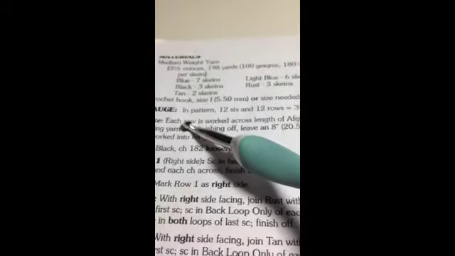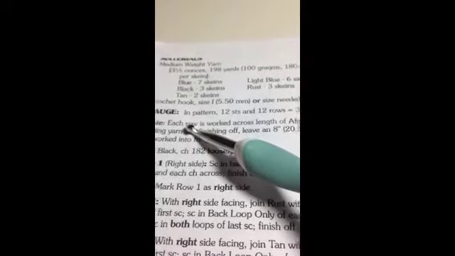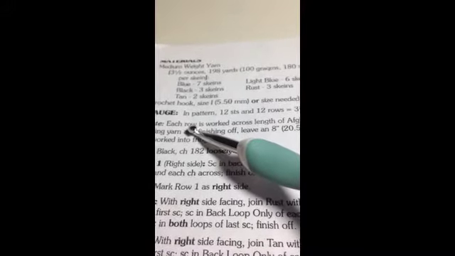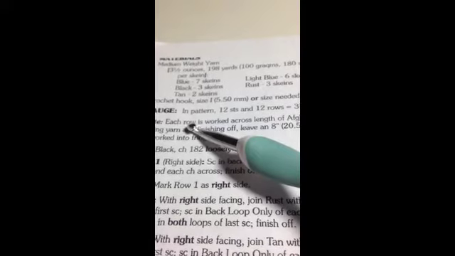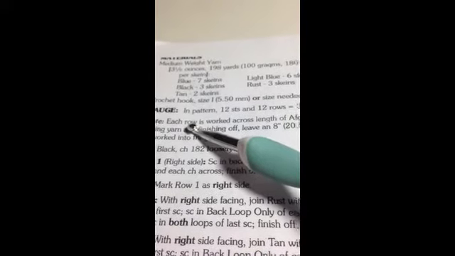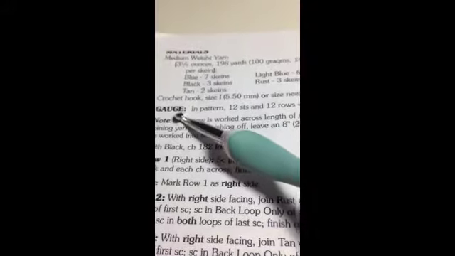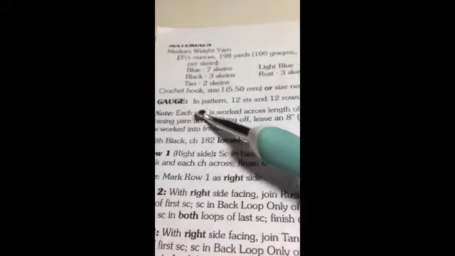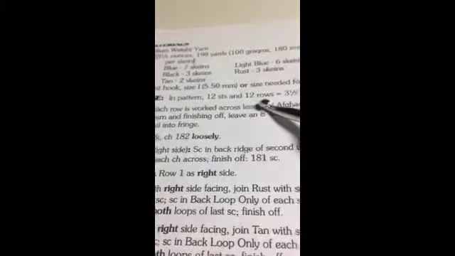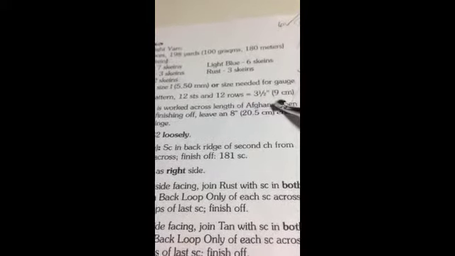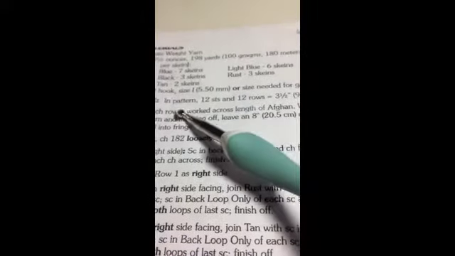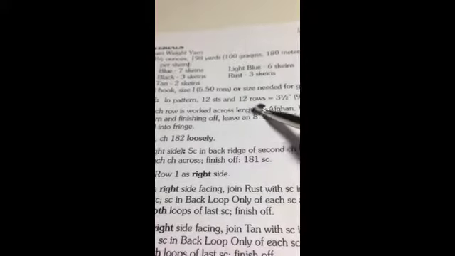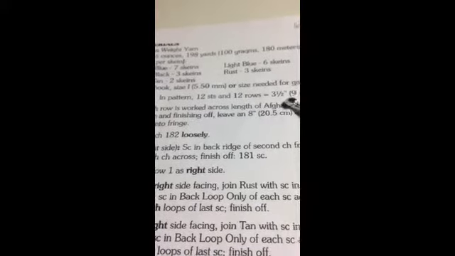And so gauge is really important. On some patterns it's not, but if you want your pattern to come out the size that the pattern is showing, or the picture, then you need to do a gauge swatch. And it gives you the instructions for the gauge. It tells you in the pattern 12 stitches and 12 rows equal 3.5 inches. So what you would do there is you would work this pattern and do 12 stitches across, and you would do 12 rows up, and then you would measure.